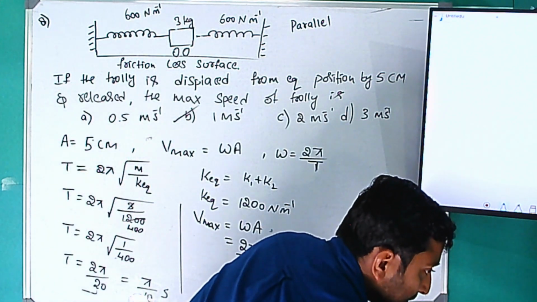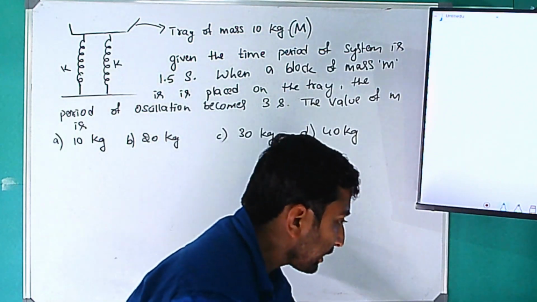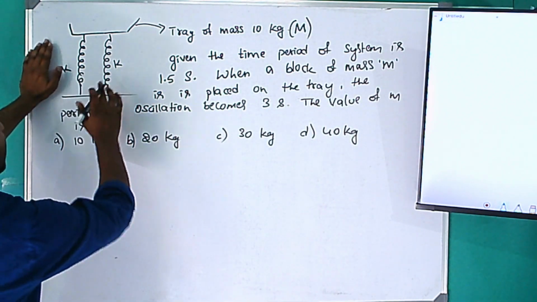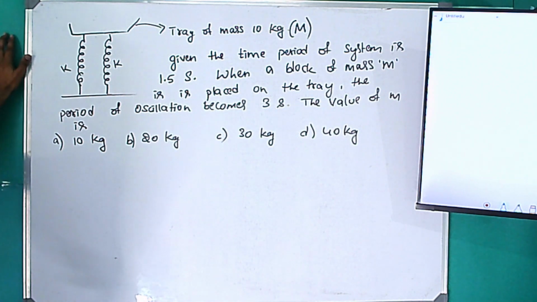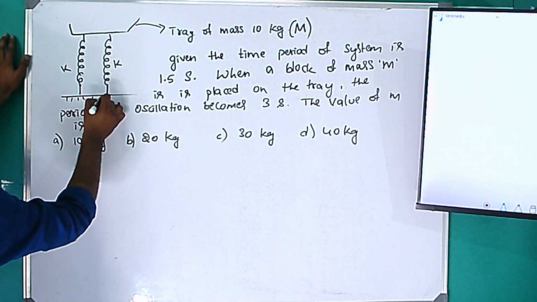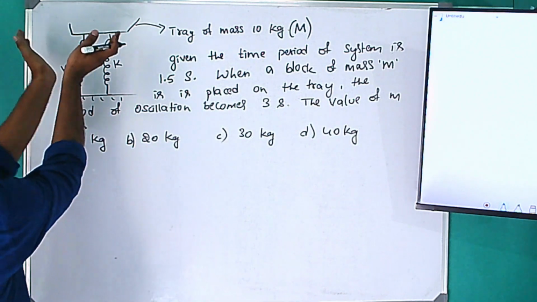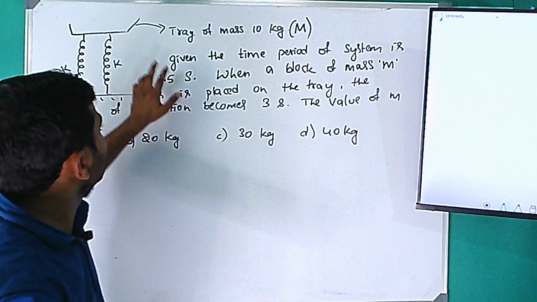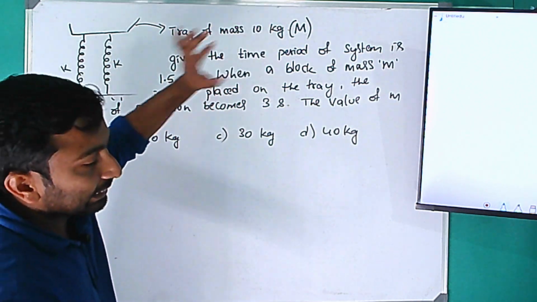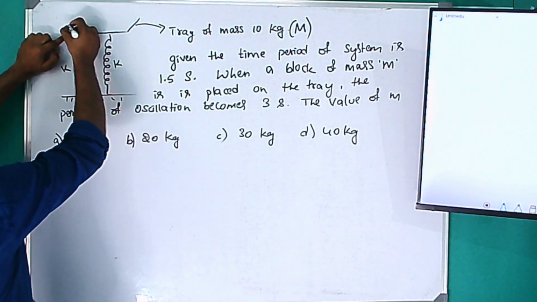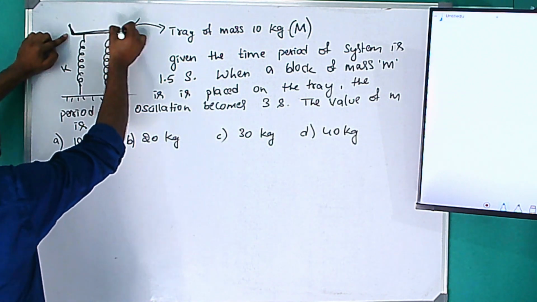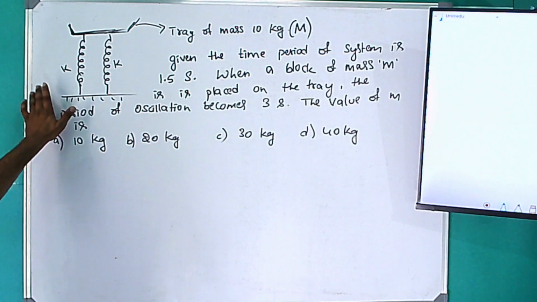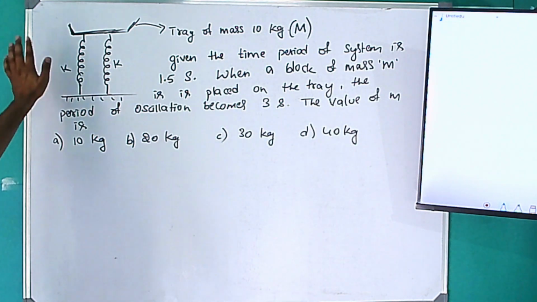I'll write the next question. So here is the next question. The question goes like this. Two springs of spring constant K1 and K2 respectively are given as shown in the figure. There is a tray. Assume a tray is like a plate used to put vegetables. The mass of that tray is 10 kg. So I repeat, the mass of this tray is 10 kg. The tray is connected to the springs as shown in the figure. Two springs are used and connected in parallel.